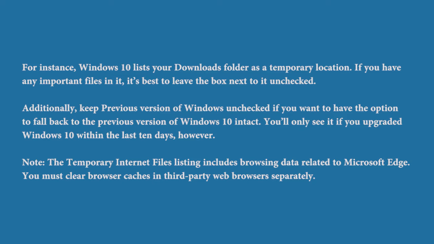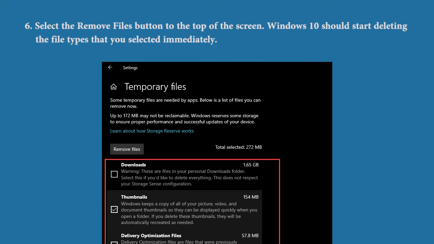Additionally, keep Previous version of Windows unchecked if you want to have the option to fall back to the previous version of Windows 10 intact. You'll only see it if you upgraded Windows 10 within the last 10 days, however. Note, the temporary Internet files listing includes browsing data related to Microsoft Edge. You must clear browser caches in third-party web browsers separately. Select the Remove Files button to the top of the screen. Windows 10 should start deleting the file types that you selected immediately.